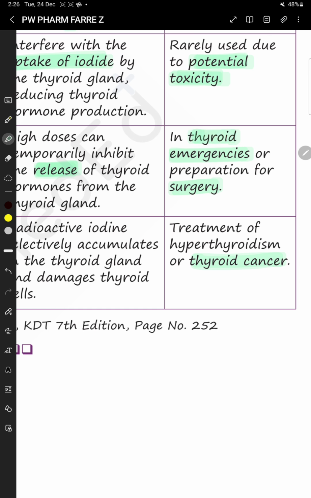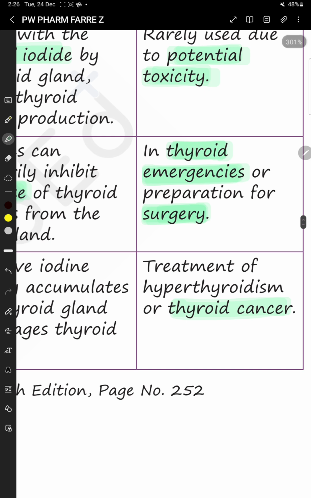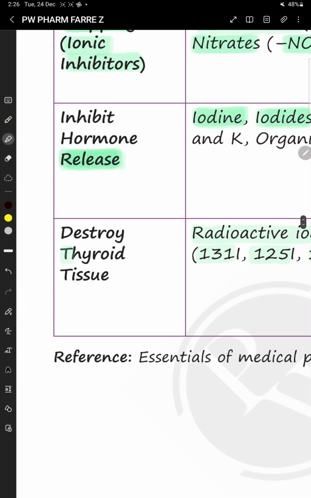These drugs are used in thyroid emergencies or for preparation for surgeries. So iodides, organic iodide, or iodides of potassium and sodium are used in thyroid emergencies or for preparation for surgery. Then there are certain drugs or radiations which will destroy the thyroid tissues.